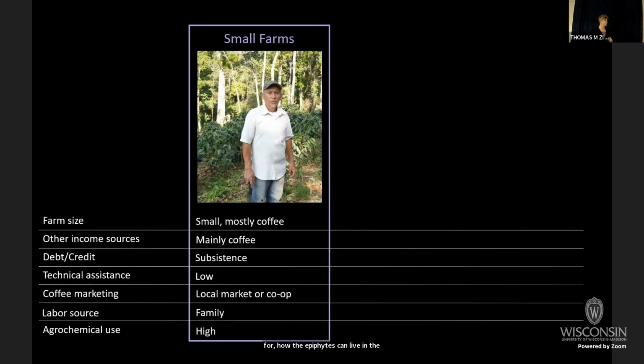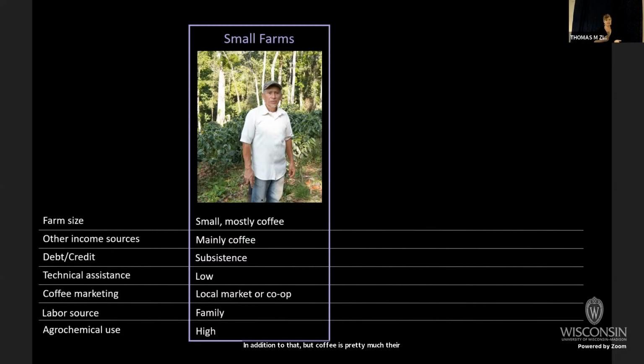because that has implications for how the epiphytes can live in the farm. And I actually divided the farmers into 6 different typologies, but just to simplify it here, the most stark differences are between the small farms and the large farms. So smallholder farmers, the area of the farm is small. They grow mostly or only coffee. Sometimes they also grow subsistence crops in addition to that, but coffee is pretty much their main commodity crop.